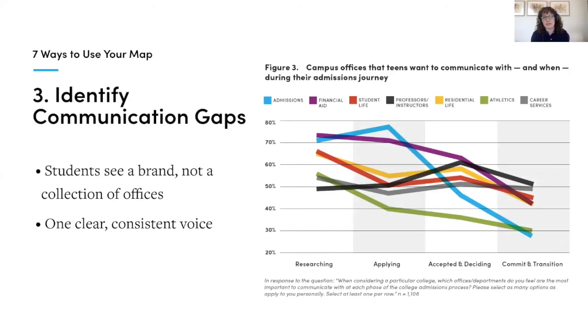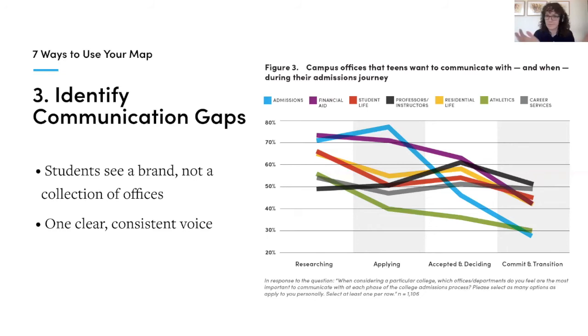The third way that you can use your map to build engagement is to help you identify any communication gaps. I've pulled this chart from our 2018 myth-busting research, and what this figure shows us is the campus offices that teens want to communicate with during their admissions journey. This one in particular is focused more on the prospective undergraduate journey, and the chart is divided into four phases: research, apply, decide and accept, and commit and transition.